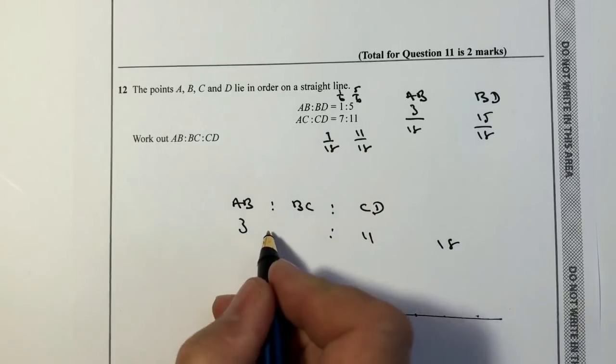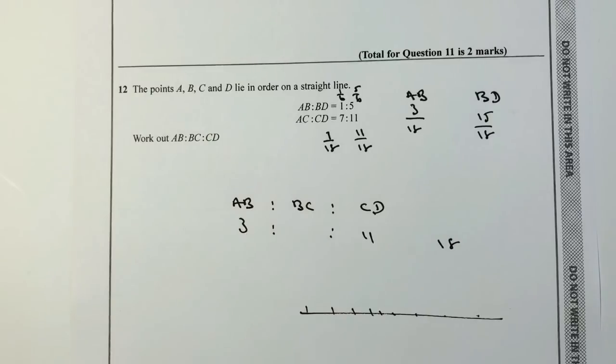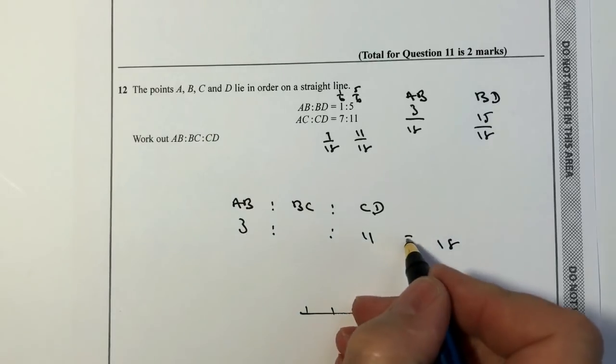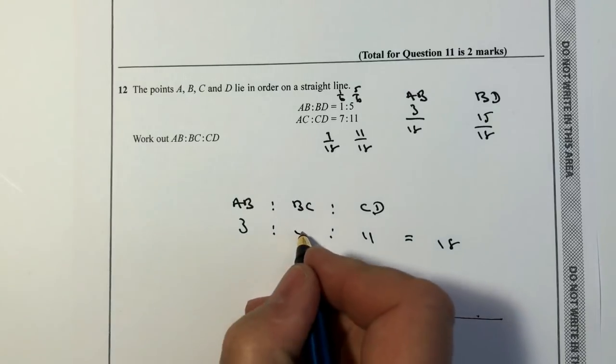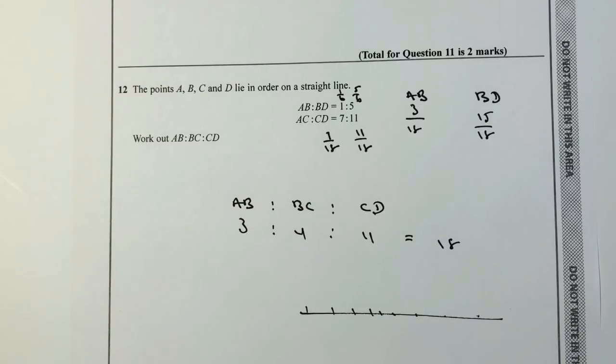So that also means that B to C must be the remainder, because we've chopped this bit of wood up into 18 pieces. That means B to C must be 4. With this type of question, you've really got to make sure that you've got the same denominator to make it a little bit easier for yourself.